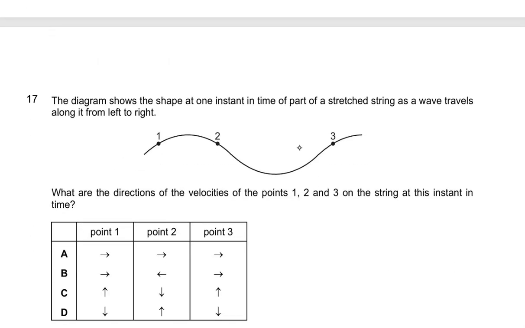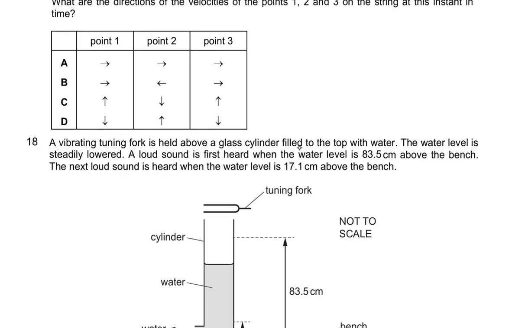The diagram shows the shape at one instant in time of a breadstick. I think it's a question of progressive wave, which is in unit 7. So we can skip it.